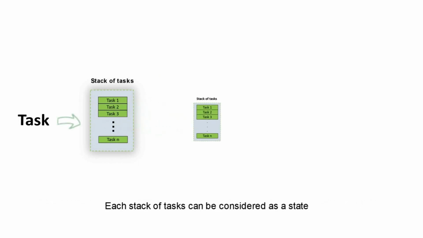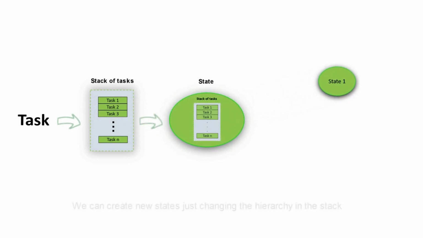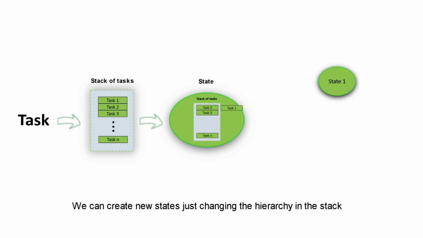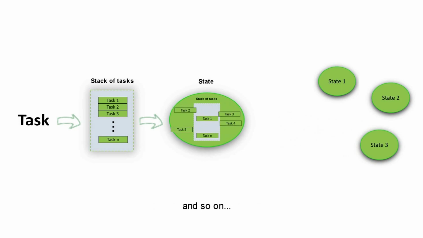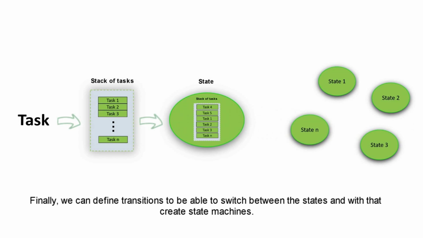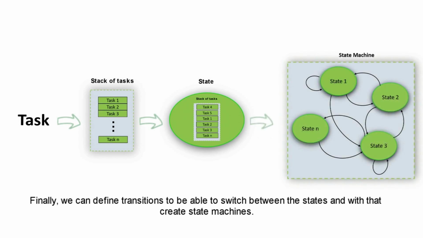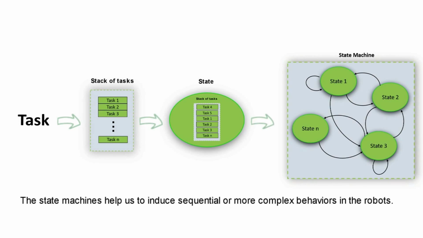Each stack of tasks can be considered as a state. We can create new states just by changing the hierarchy in the stack, or even adding new tasks, and so on. Finally, we can define transitions to be able to switch between the states and with that create a state machine. The state machines help us to induce sequential and more complex behavior in the robots.